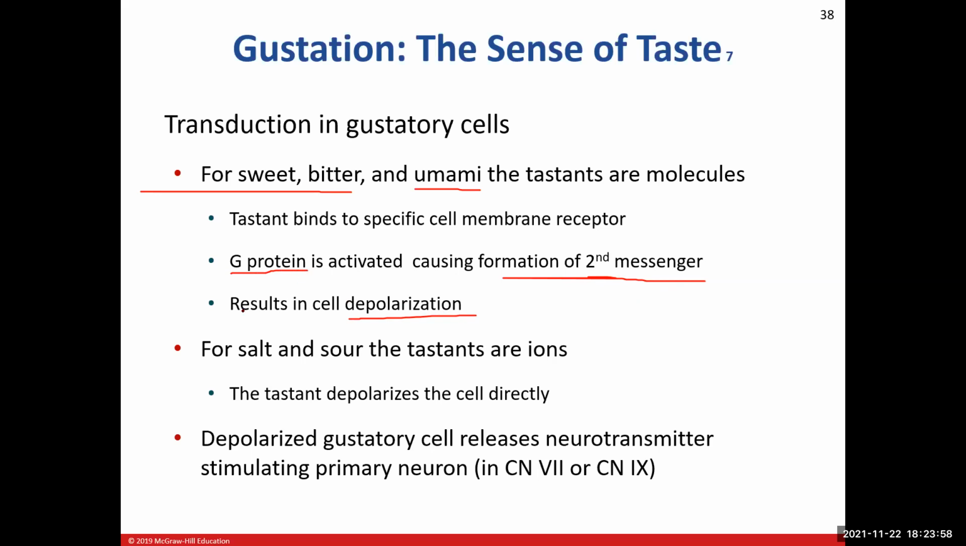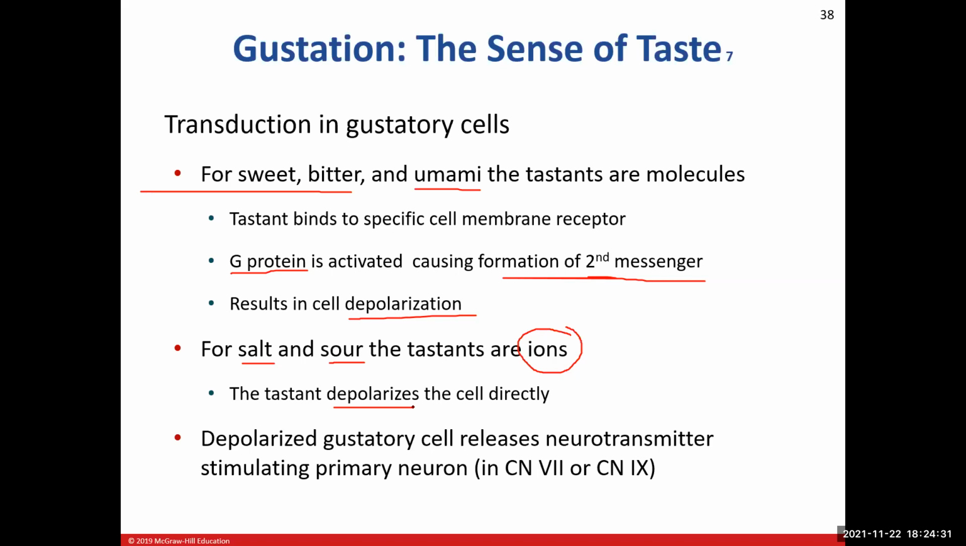Now, it's a little bit different when we're talking about salty and sour tastings, because these are based on ions. Well, that's nice, right? So we don't even need to worry about utilizing the secondary messenger system with salt and sour tastants, because since they're ions already, they'll directly depolarize the cell. So we don't have to deal with that secondary messenger system. But ideally, that's what we're trying to do. We're going to try to depolarize these sensory cells to generate our action potential.